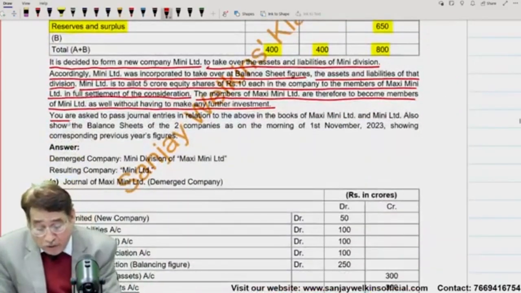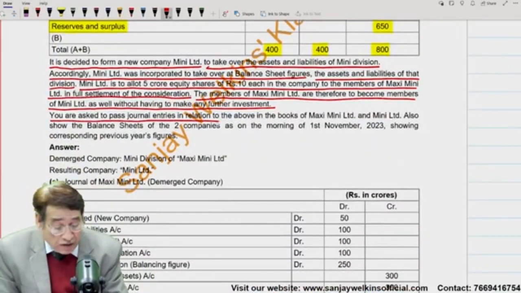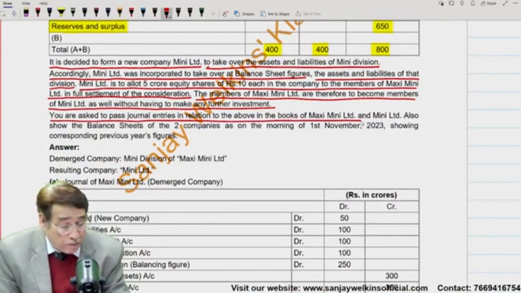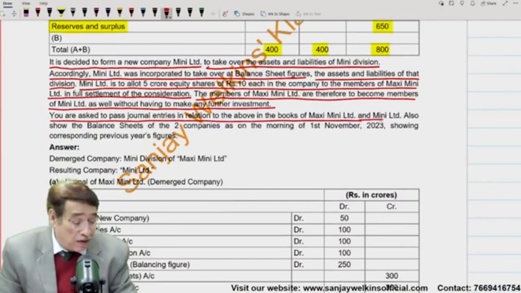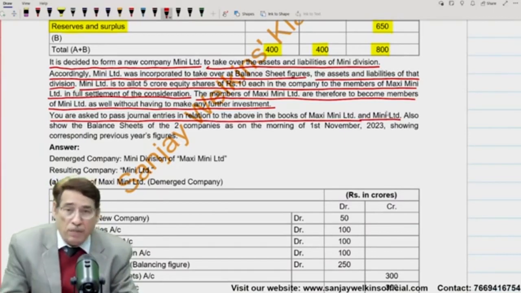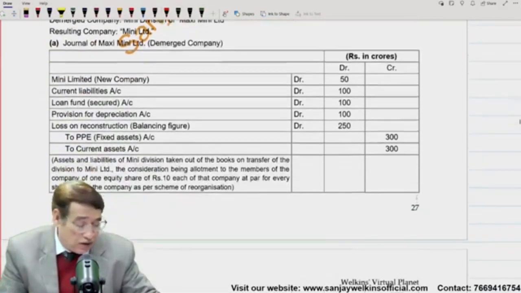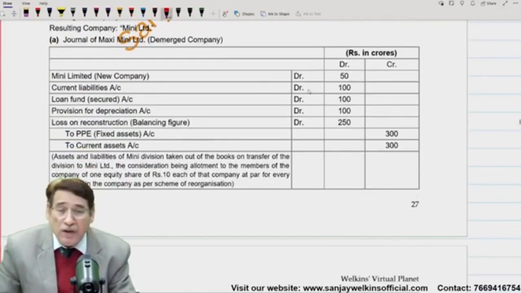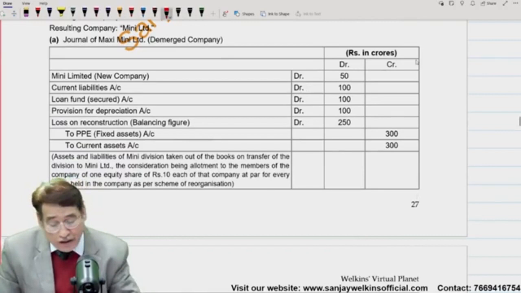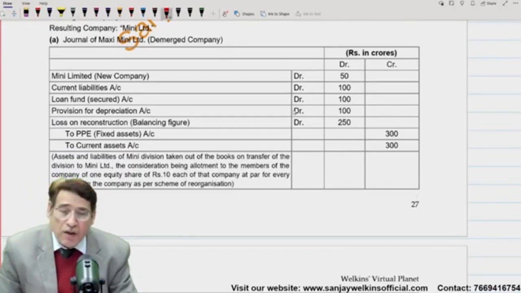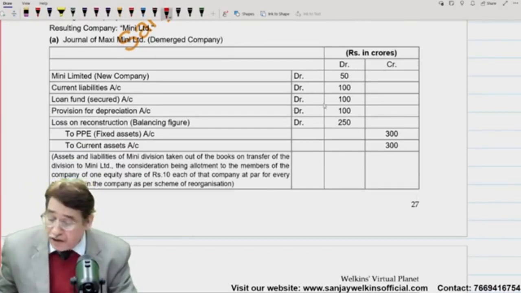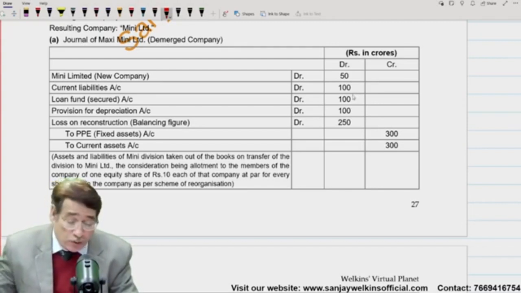Now it is given, you are asked to pass the journal entries in relation to the above in the books of Maxi Mini Limited. So we are supposed to pass the entries and prepare the balance sheet. Is it clear to you? I think you can easily do this question. We have already segregated the items. Could you do this question on your own? Be honest and tell me. I think you should be in a position to do this question.